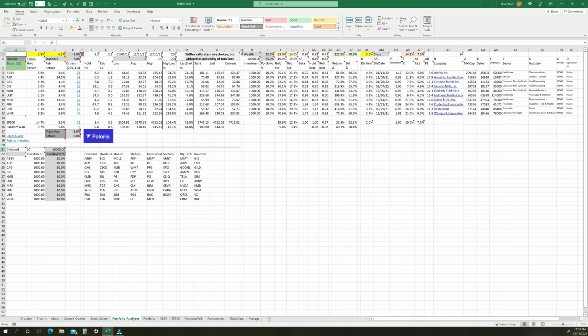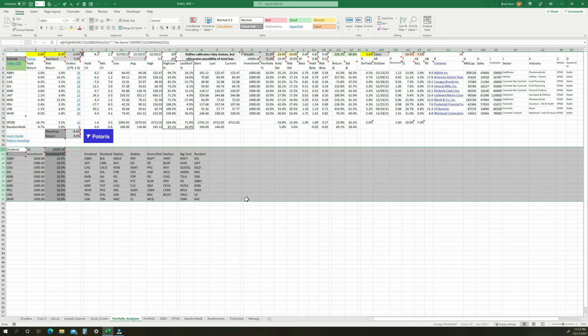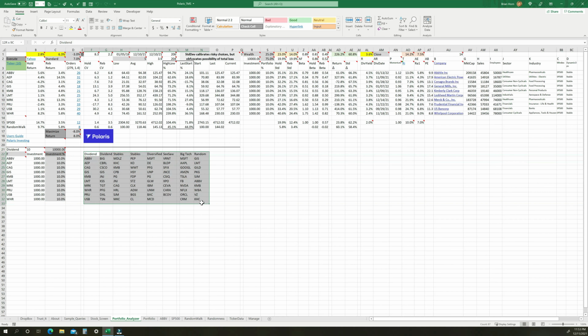The lower part of the Portfolio Analyzer worksheet is a ticker list staging area. It deals with selecting a ticker list. And here in this area is a place to record previous ticker lists, and you can even give them a name, like this list of tickers is referred to as the dividend list. Staples, and have two groups of staples, diversified. You can choose whatever names you want.